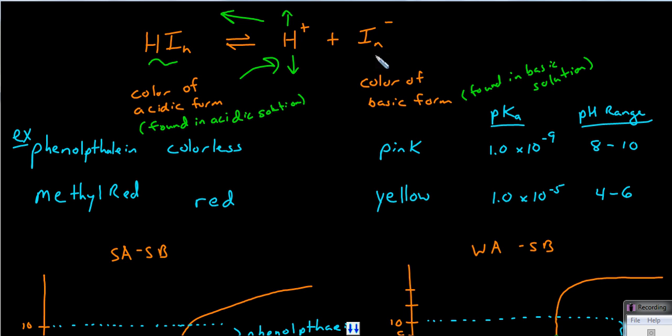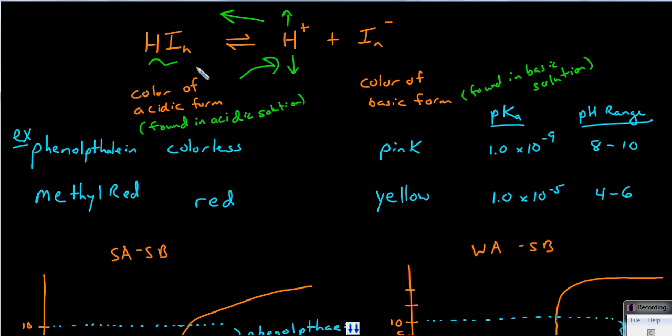And so I guess two examples of these are phenolphthalein. In an acidic solution, you have a colorless form, and in a basic solution, it's pink. You've titrated with this multiple times over the last year or two. We also have methyl red. In acidic form, it's red, and in basic form, it's yellow.